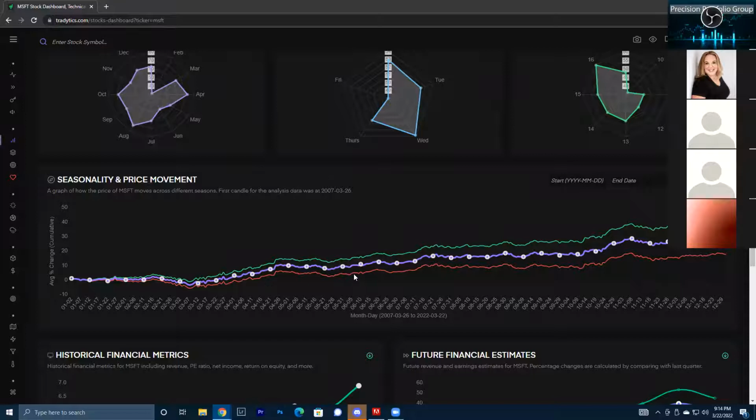It can basically depict your future with where the calls or the puts are at, or how it moves every single year. And you can go back to 2007 and see how any particular ticker that you input performs. And this is very helpful.